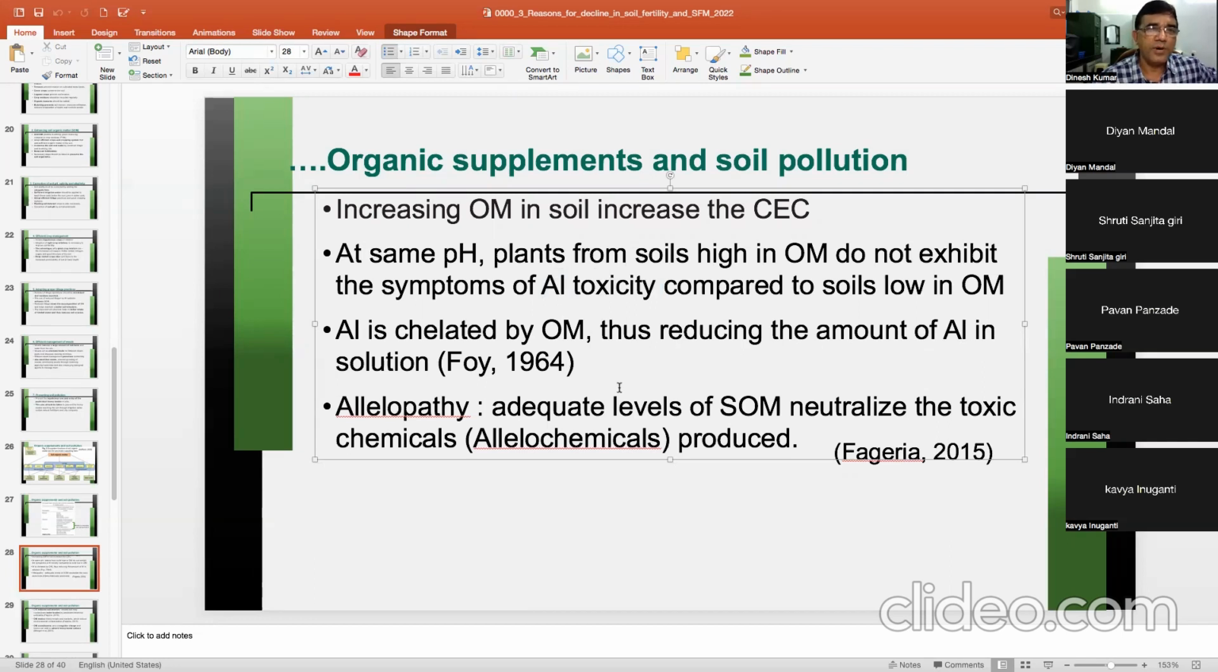Now, this is a very important reasoning question: the pH of the soil is the same, low pH, where you are expecting aluminum toxicity, but in one soil you have higher organic matter and in another you have less organic matter. So soils with high organic matter will have less aluminum toxicity compared to the other. For allelopathy, adequate levels of soil organic matter neutralize the toxic allelochemicals produced. So organic matter has so many roles in soil fertility management. A variety of roles are there.